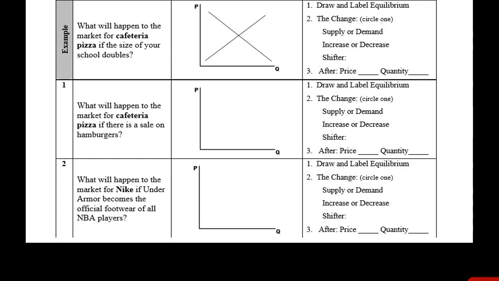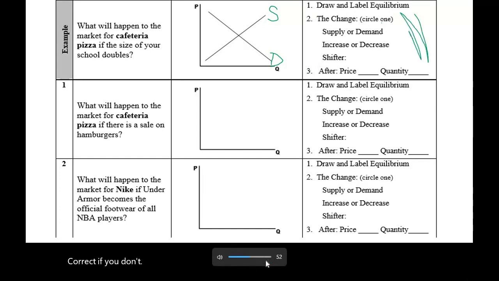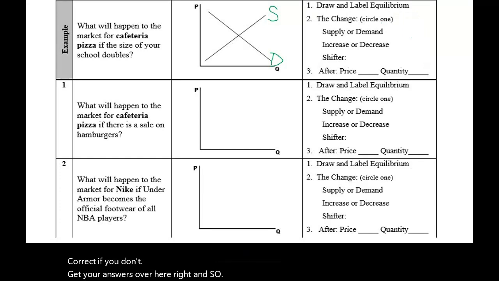So what we want to do is make sure they're correctly labeled. Supply is the upward sloping curve and demand is the downward sloping curve. An easy memory trick on this: supply in the sky, demand down low. That way you always get your axes labeled correctly, your curves labeled correctly. If you don't label them correctly, then you won't get your answers over here right. And so that's a good idea to hang on to that memory trick. Supply in the sky, demand down low.